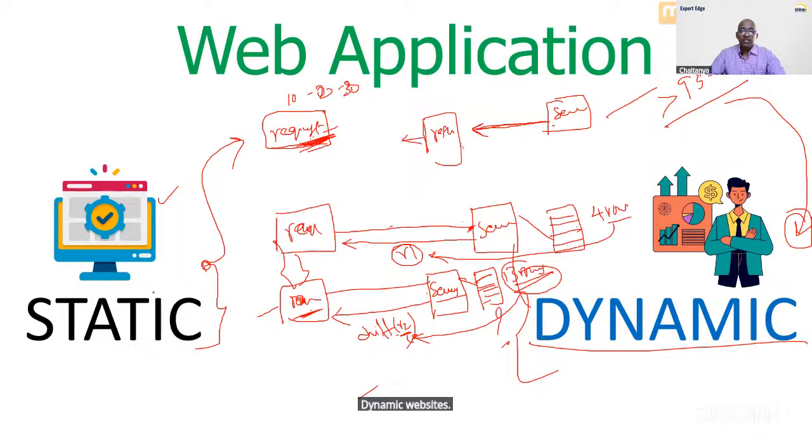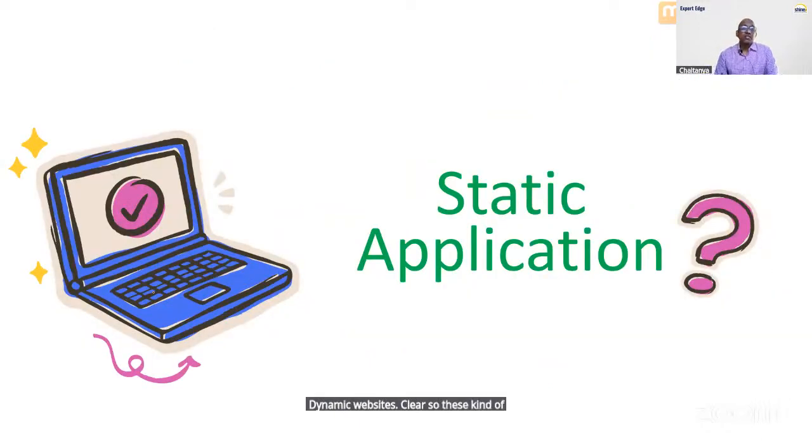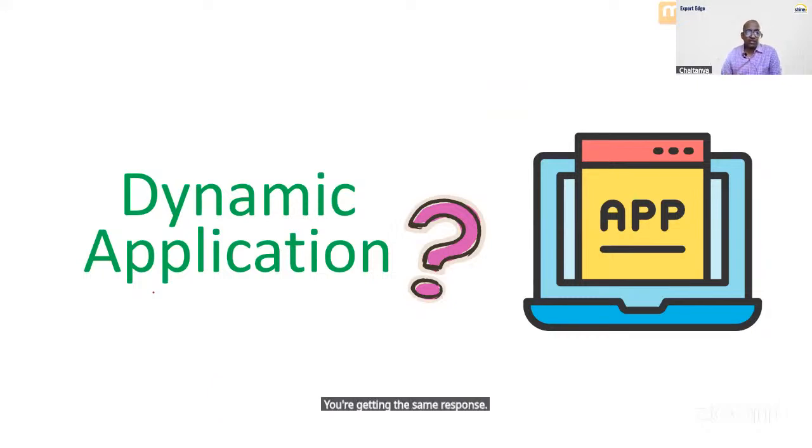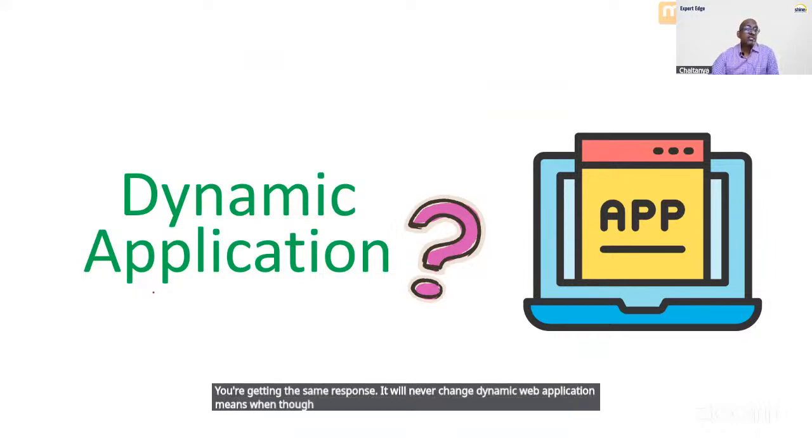Clear? So these are two kinds of categories. Now let us see what static is. Static we already discussed. Whenever you send the same request n number of times, you get the same response. It will never change. Dynamic web application means that though you are sending the same request, once the server receives that same request again and again, at that time the server starts finding out what the response is for that same request.